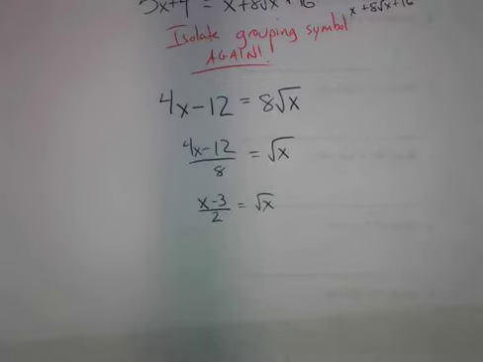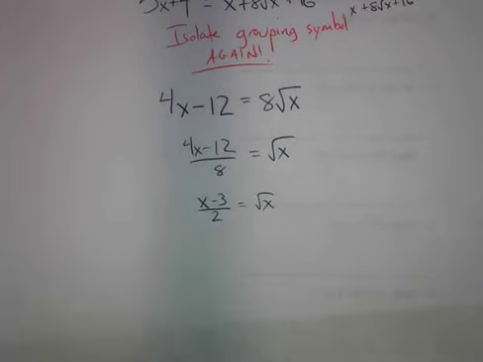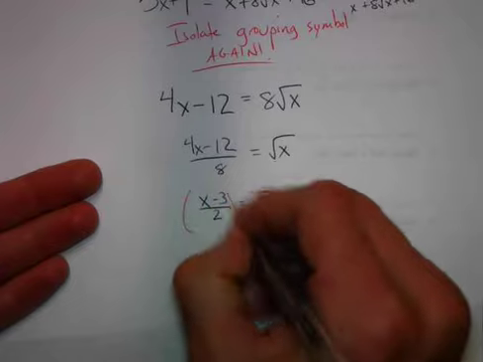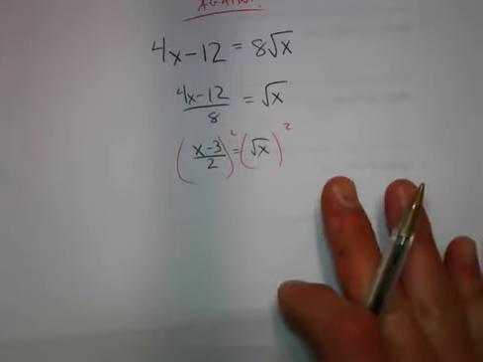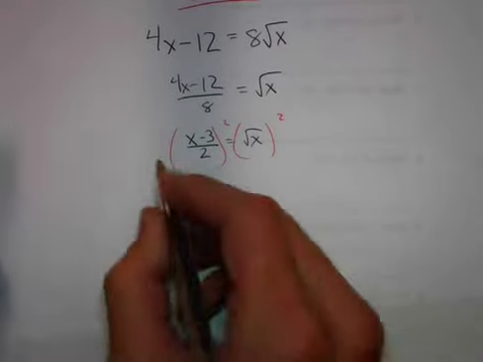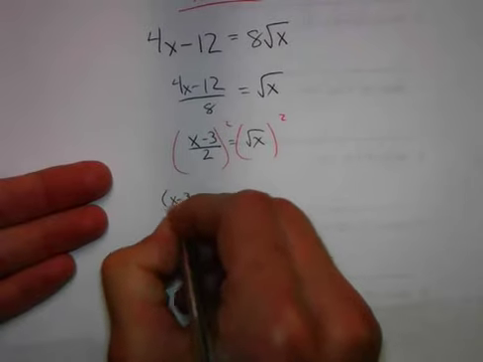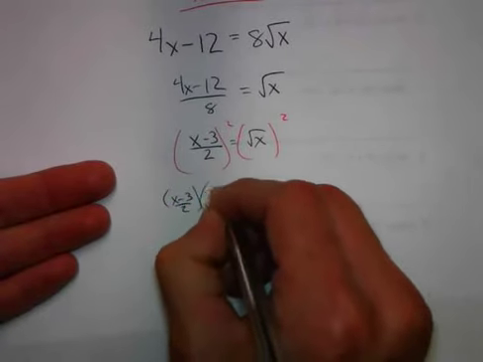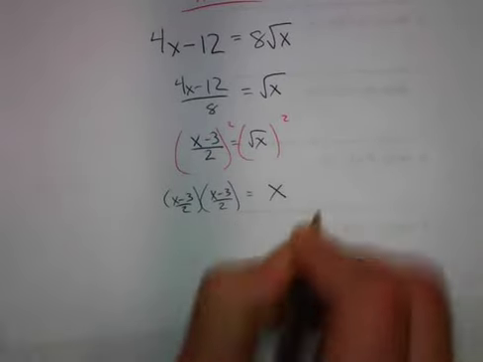Division, right? So, I'm not division. We're going to undo the grouping symbol with raising to the second power. So now we're going to raise both sides to the second power, and this is going to get crazy. So we have on the left-hand side, (x minus 3) over 2 times (x minus 3) over 2. On the right-hand side, good old x.